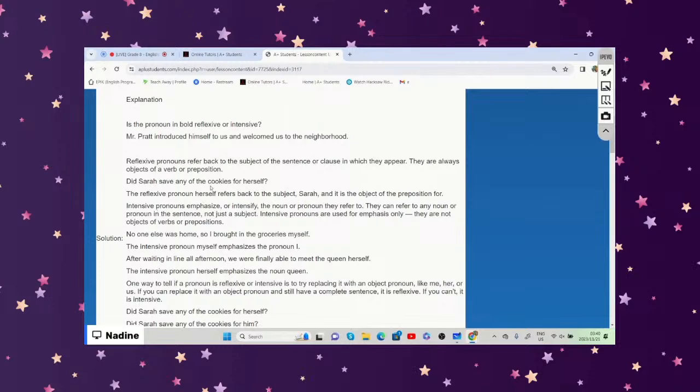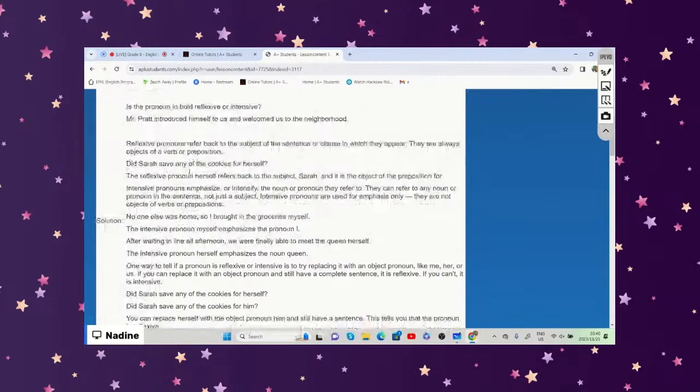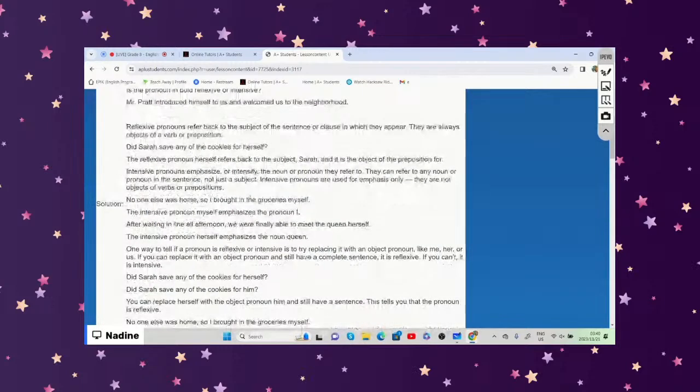So, for example, we said, did Sarah save any cookies for herself? Herself refers back to Sarah. It's the same as saying, did she save any cookies for herself? And over here, the reflexive pronoun herself refers back to the subject, which is Sarah, right? And that is the object of the preposition for.